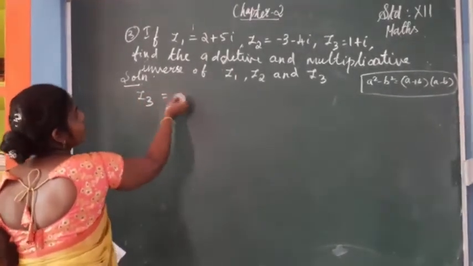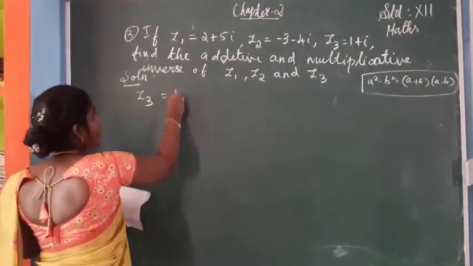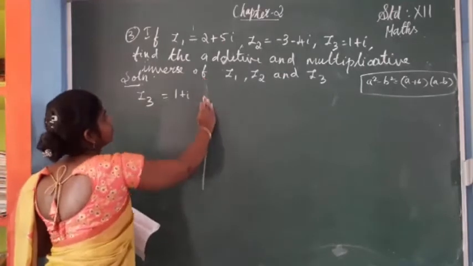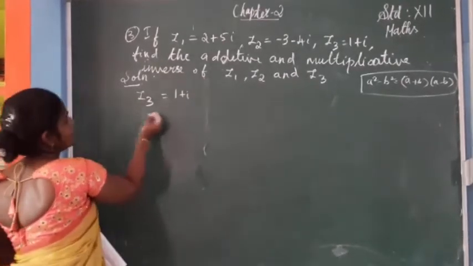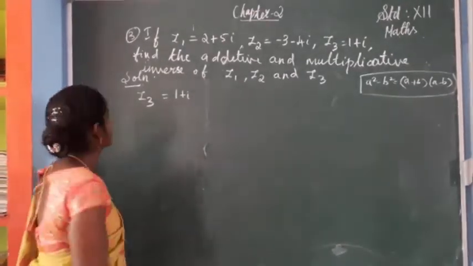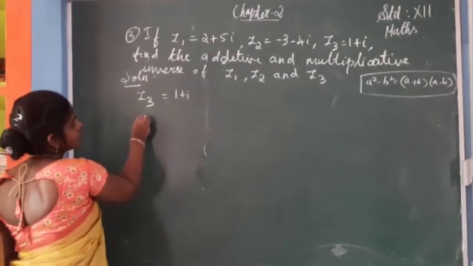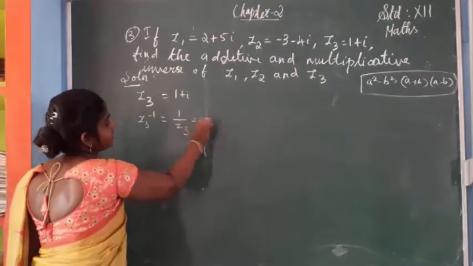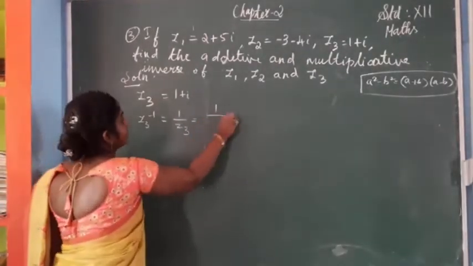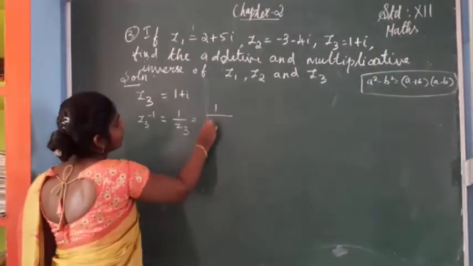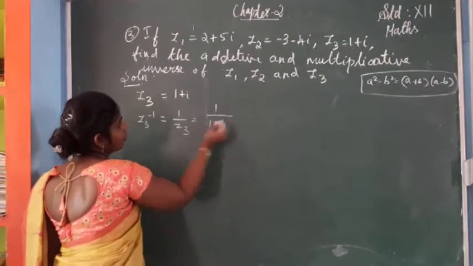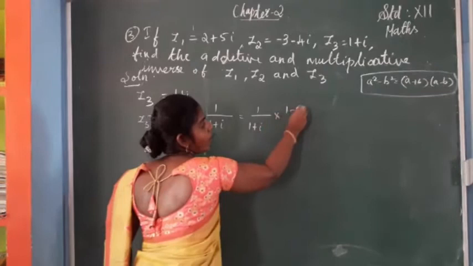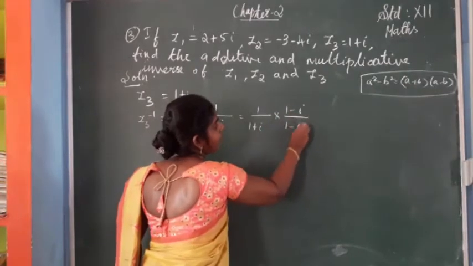Z3 value is 1 plus i. We can find the inverse. So Z3 inverse is equal to 1 by Z3, that's equal to 1 by 1 plus i. Take the conjugate, that's equal to 1 by 1 plus i into 1 minus i divided by 1 minus i.